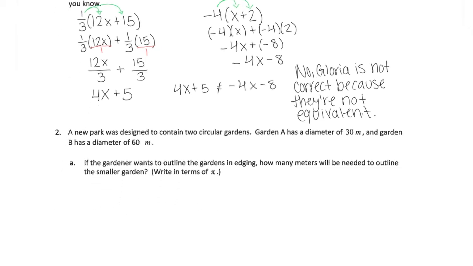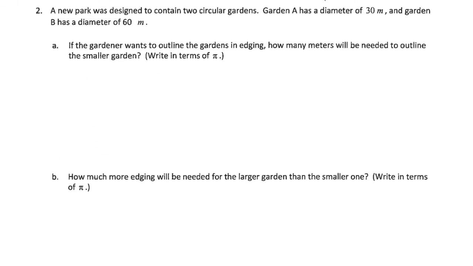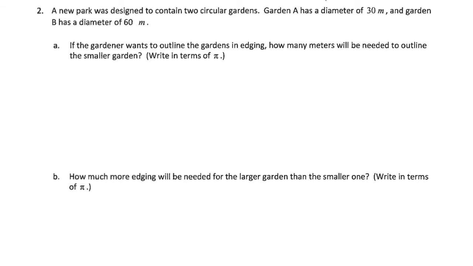All right, let's go to number 2. Number 2, a new park was designed to contain 2 circular gardens. Garden A has a diameter of 30 meters and Garden B has a diameter of 60 meters. Now that we know that they're circles and that we have the diameters for them, let's go ahead and visually draw that out for us. So here is our circle and we're going to call this A. And then here is our other circle and we are going to call this B.